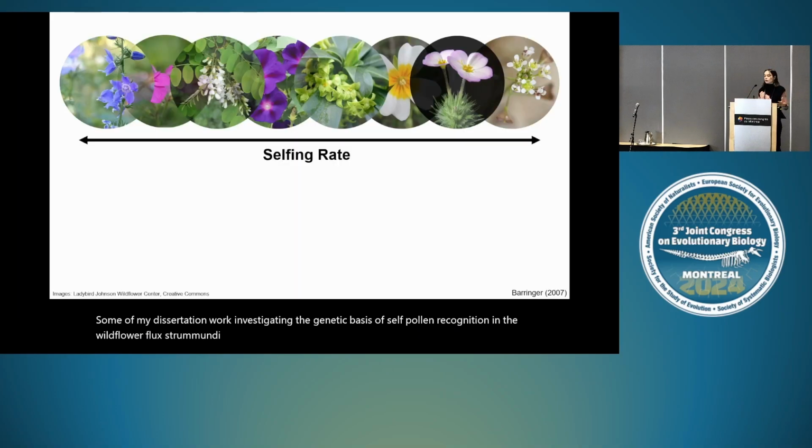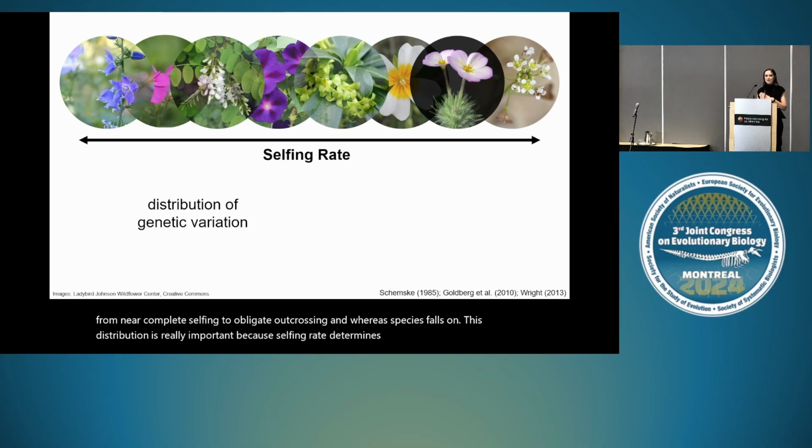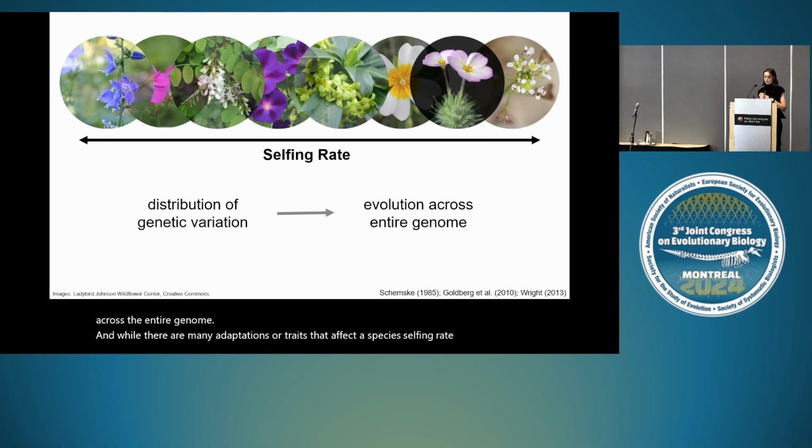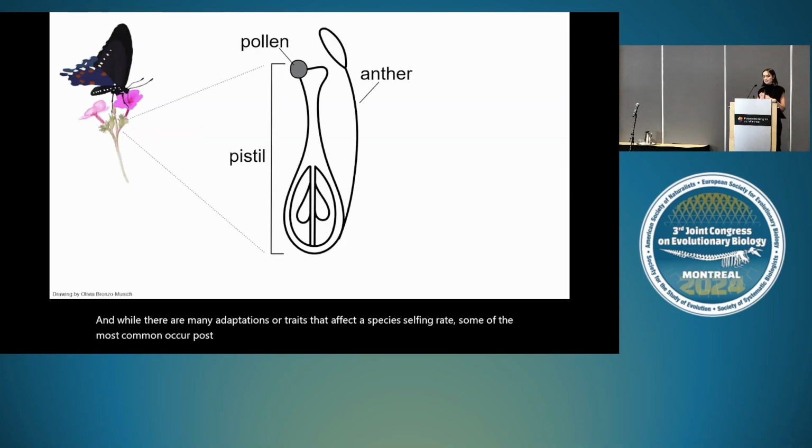So flowering plants occur along a distribution of selfing rates from near complete selfing to obligate outcrossing. And where a species falls on this distribution is really important because selfing rate determines how genetic variation is distributed across both space and time, therefore affecting the evolution of all other traits across the entire genome. And while there are many adaptations or traits that affect a species' selfing rate, some of the most common occur post-pollination inside of the flower and are mediated by interactions between the reproductive organs, so specifically pollen, which carries sperm, and the pistil, which houses ovules.